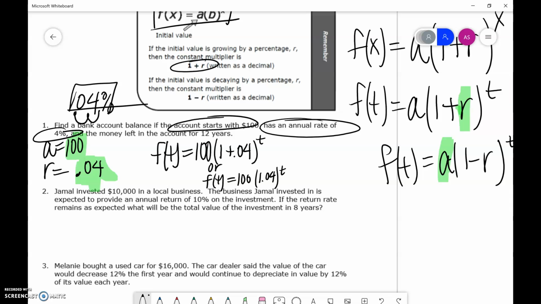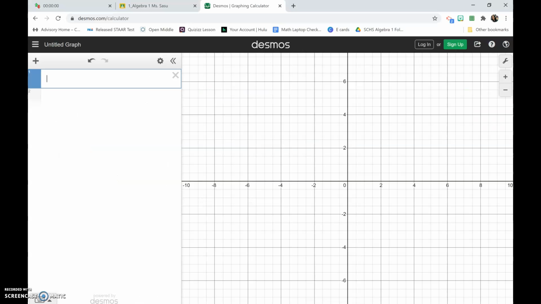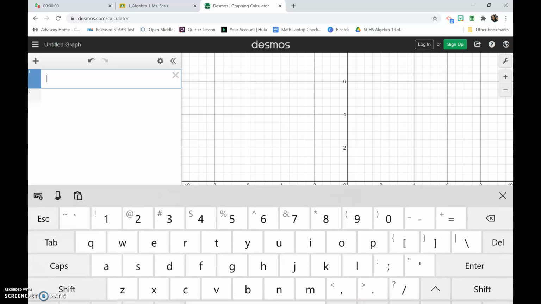Then after I get my equation, they ask me a question. They want to know how much will be in the account after 12 years. So if this money just sits in this account for 12 years, how much would it grow to? This is our t, so t equals 12. I'm going to take this 12 and plug it in for t. You can use your calculator, you can use decimals, whatever works for you. I'm going to use decimals.